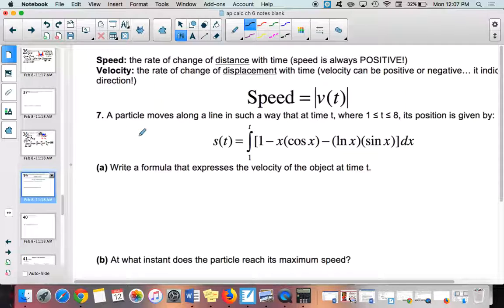Okay. So number 7, a particle moves along a line in such a way that at time t between 1 and 8, its position is given by s of t equals the integral from 1 to t of 1 minus x times cosine of x minus natural log of x times sine of x dx. Woo-wee! Looks a little complicated, right? So A says write a formula that expresses the velocity. So how are position and velocity related?